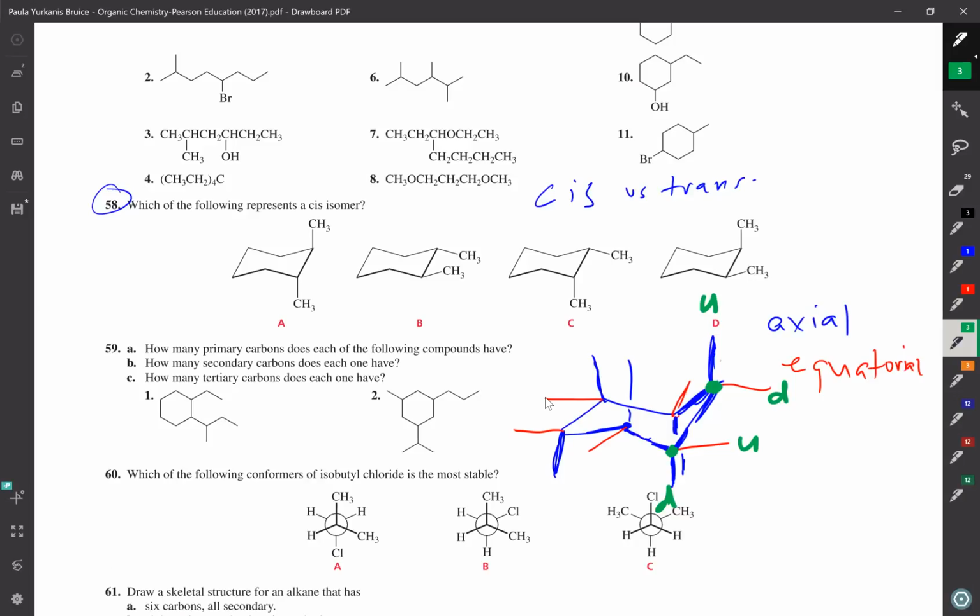Is that okay? If I move to the next carbon here, the blue is pointing up and the red is pointing down. If I go to this one, the blue is down and the red is up. If I go to the next one, the blue is up, the red is down.